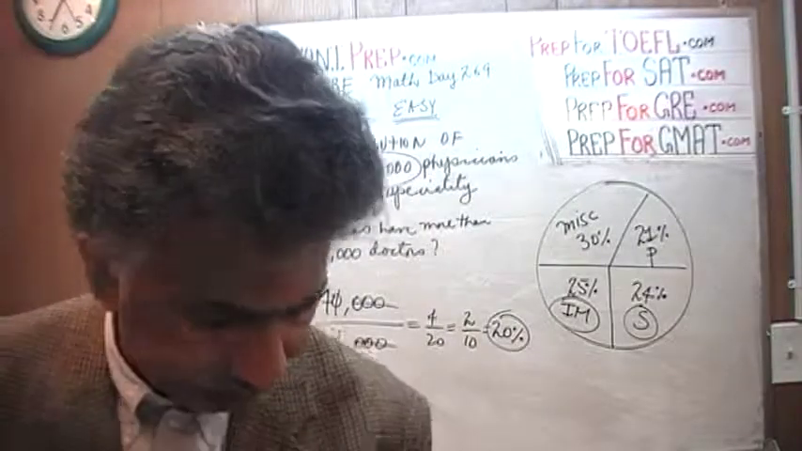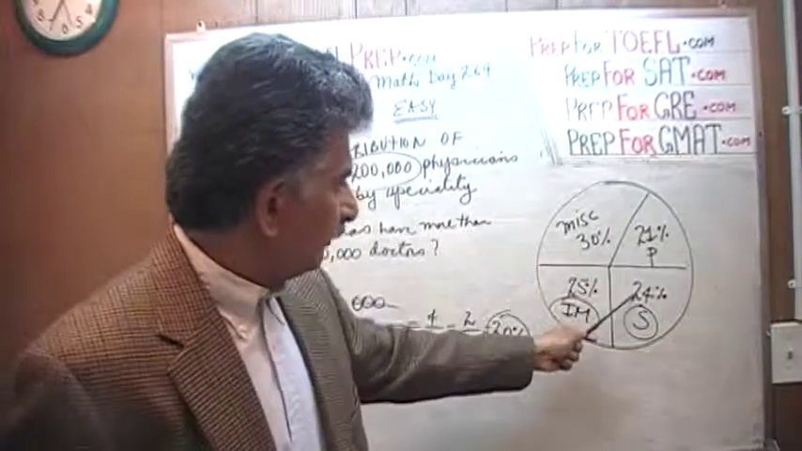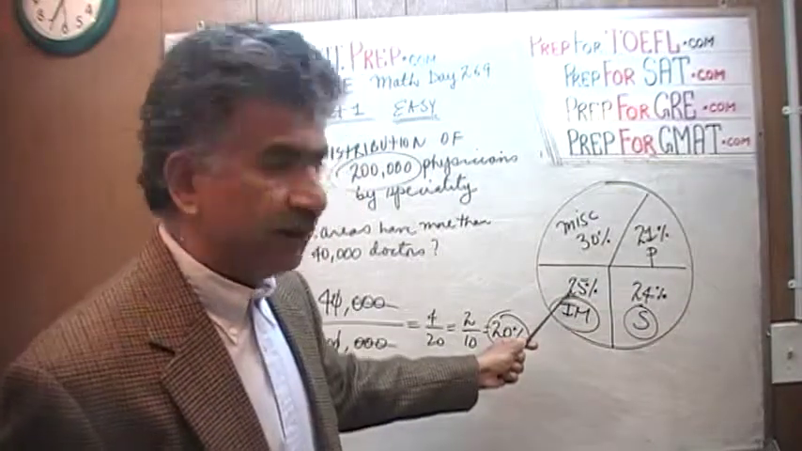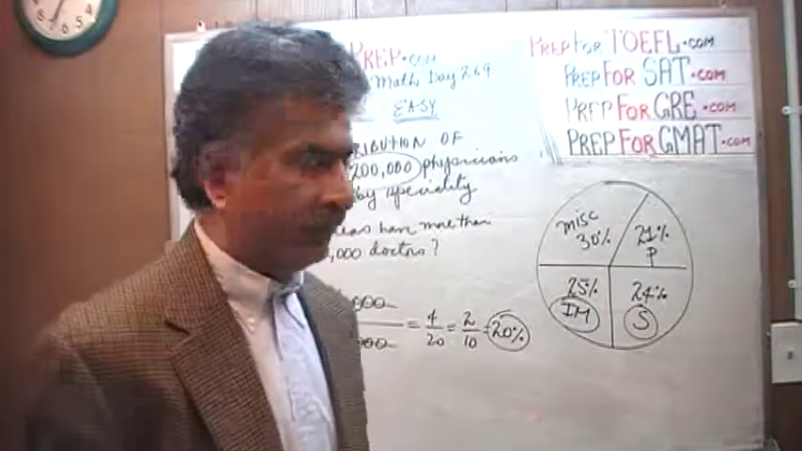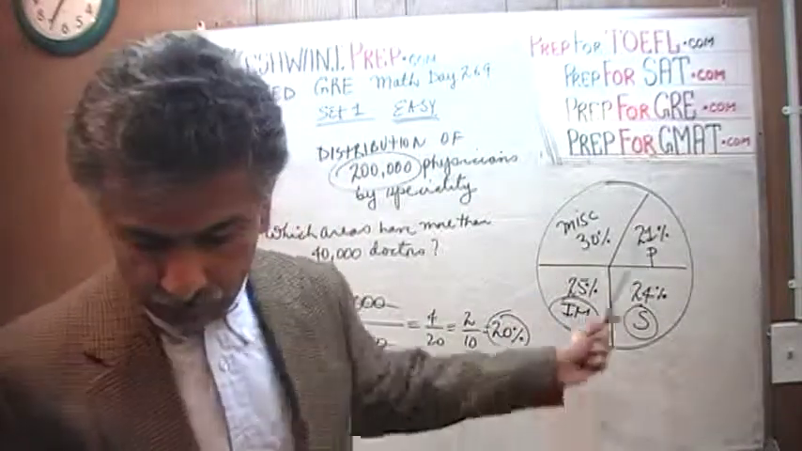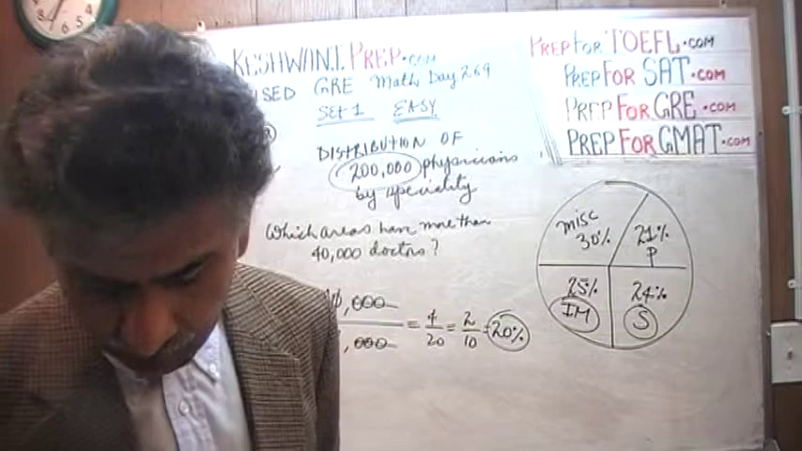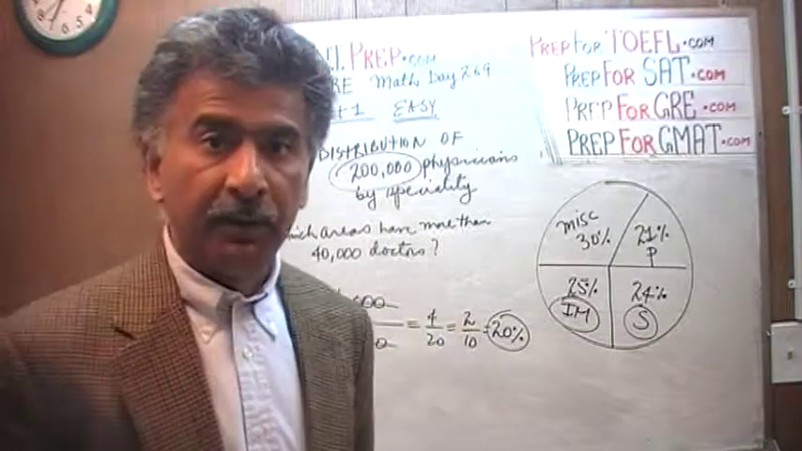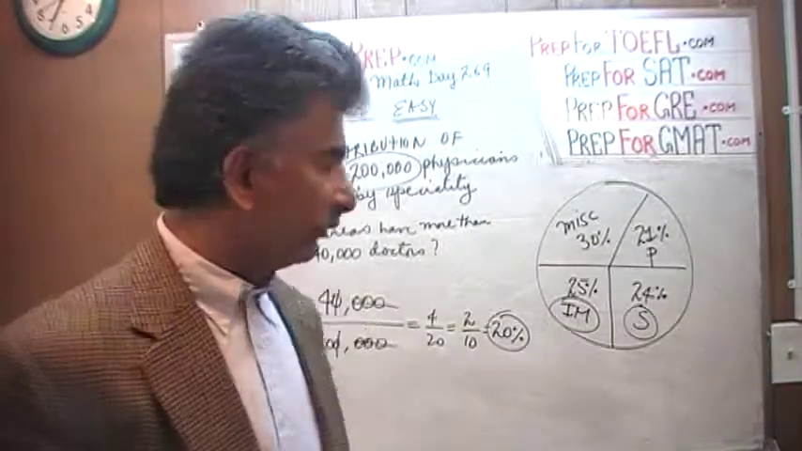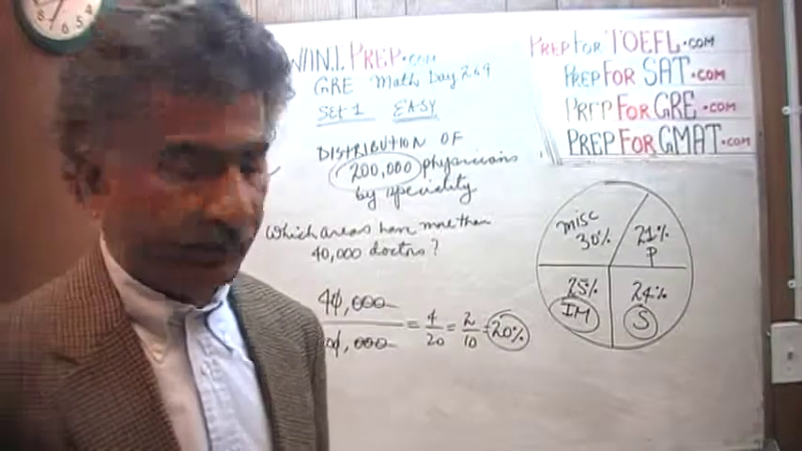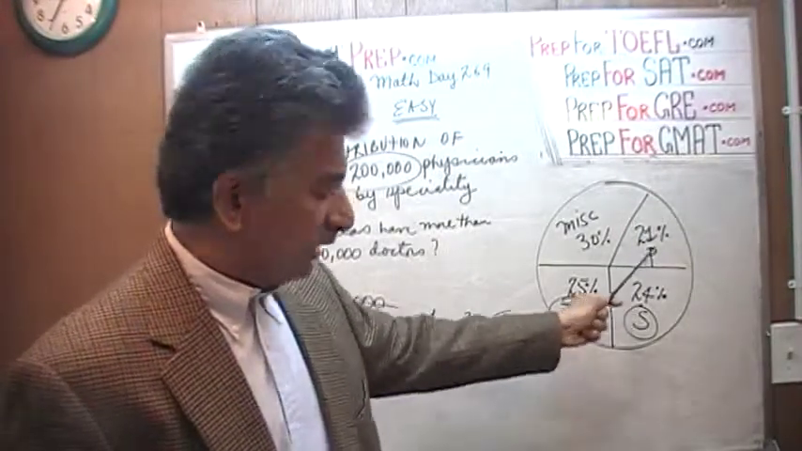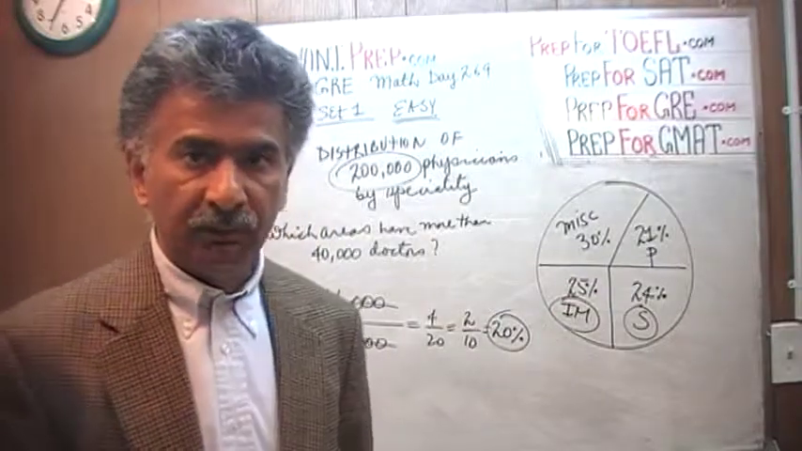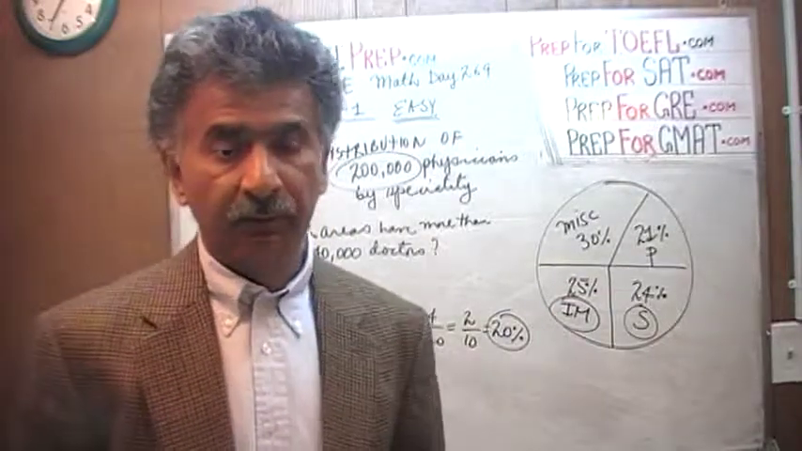As we can see, 20 plus 20 is 40, 40 plus 20 is 60, and then there is another 10%, that's 70, so that's 30%. I call it miscellaneous because I didn't want to call it other, because they have a category which is labeled other, so we just call it miscellaneous, where I threw in everything else. So that's it, that's your answer. Internal medicine, surgery, and pediatrics. Make sure you mark all three of them, otherwise you will not get credit for this question.